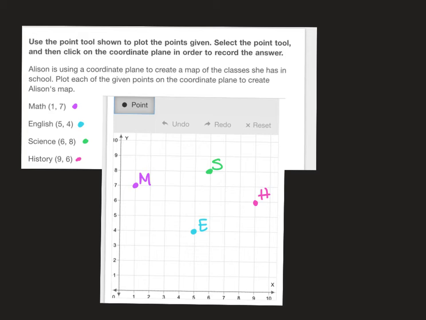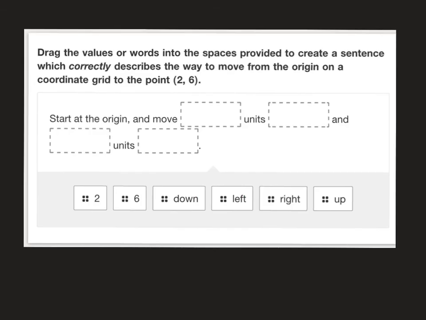Instead of asking questions about one, we have to actually plot those points. All right, this one was a drag and drop kind of thing, and it was really just asking you how to plot this given point that they have. So 2, 6. So if you were going to plot this point, what would you have to do? And we know your first number tells you to go right, your second number tells you to go up. So it says start at the origin and move 2 units right.